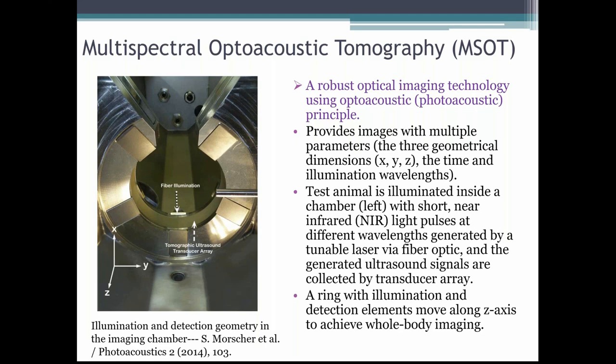As shown in this figure here, the test animal, such as a mouse, can be placed inside this chamber, and the animal is illuminated with short near-infrared light pulses at different wavelengths connected by a tunable laser via fiber optic. And then the generated ultrasound signals are collected by the transducer array located on the wall of this chamber. A ring with illumination and detection elements move along Z-axis so that whole body imaging can be achieved.